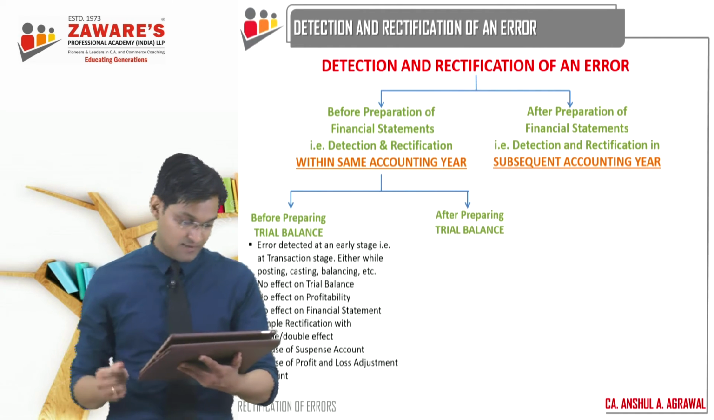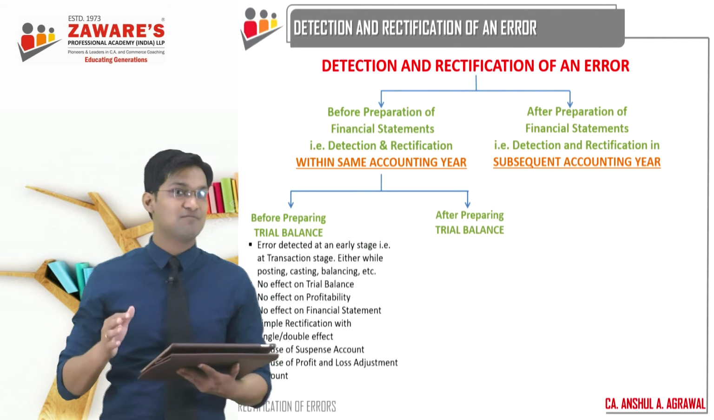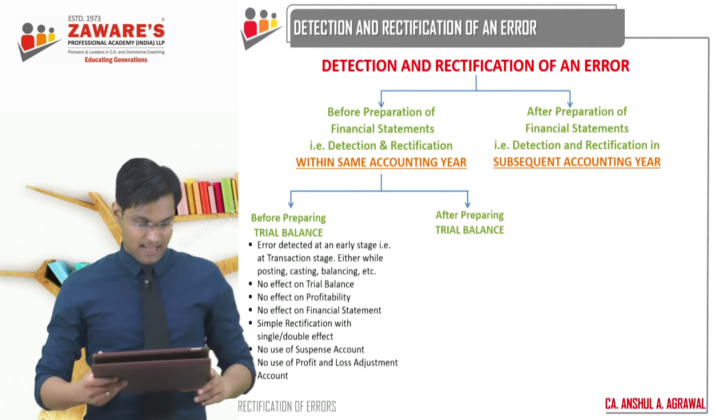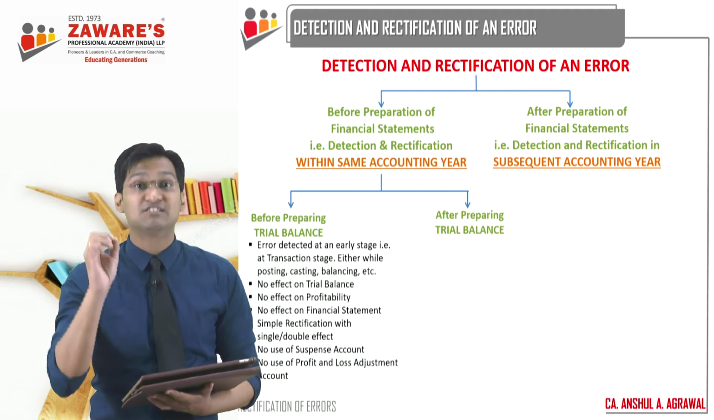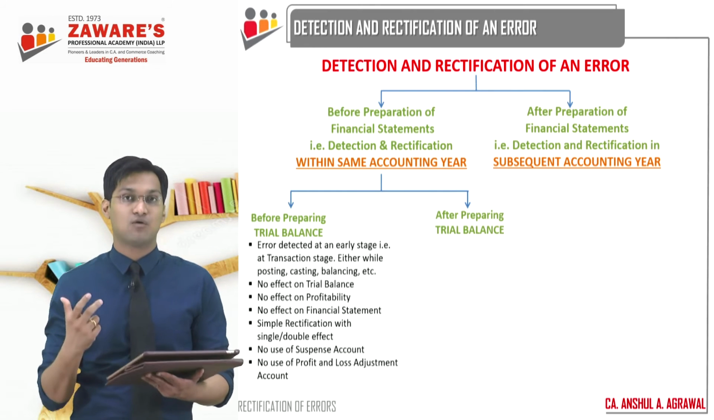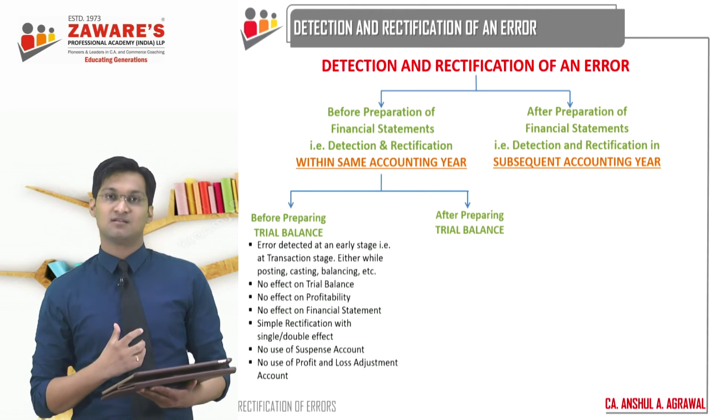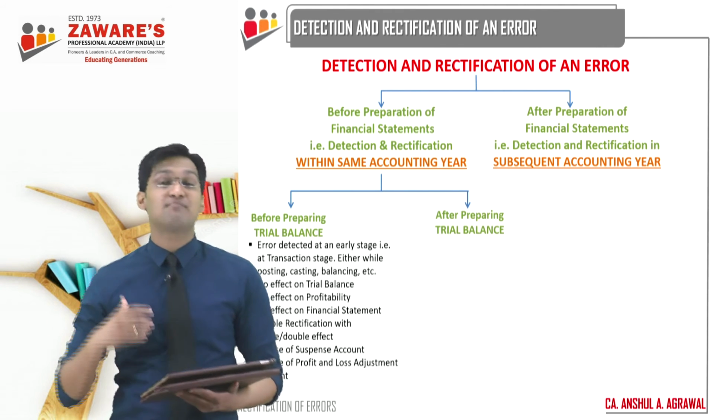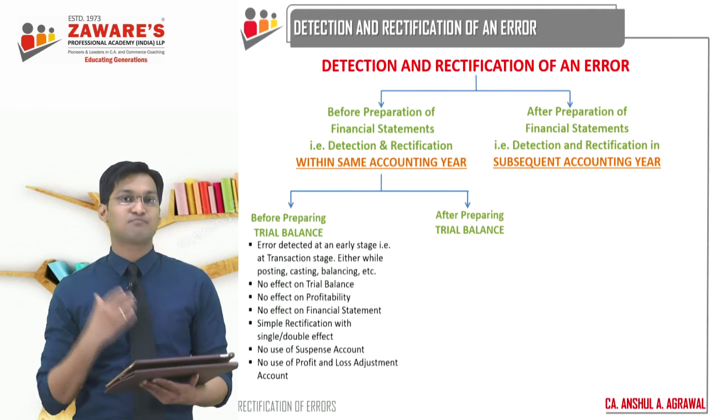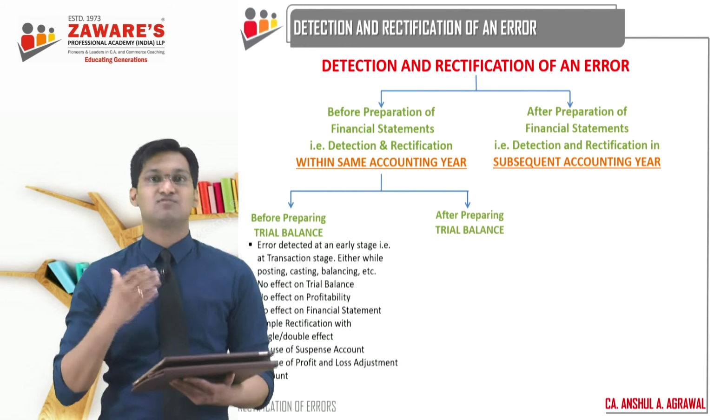So what is that? We will see. There's no use of a suspense account. Now something new is coming over here. What do you mean by suspense account? We will see. And there is no use of a profit and loss adjustment account. So there's another concept, another account known as the profit and loss adjustment account. When an error is so premature, so fresh, that it is detected and rectified before preparation of the trial balance, that is the best situation to deal with, because at that point of time there's no effect on any of the other parameters and you can simply rectify it.